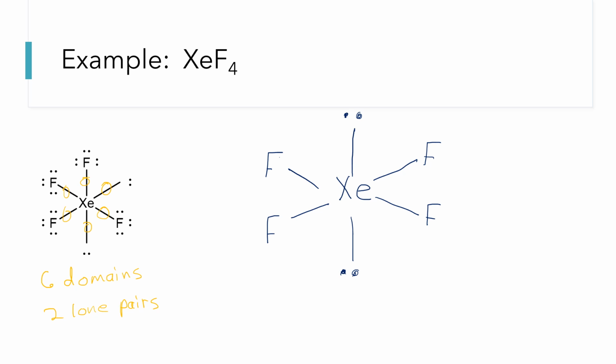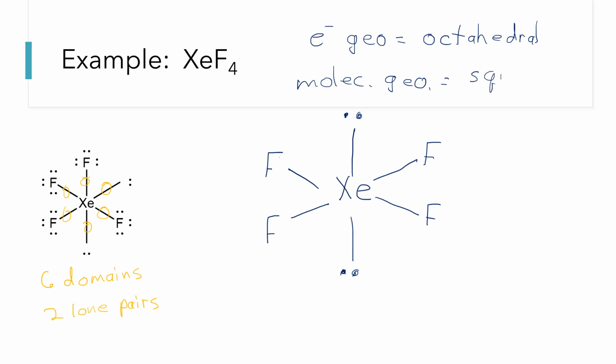So to summarize this, our electron geometry is octahedral because we have 6 domains. Our molecular geometry, or shape, is called square planar, because when we put those 2 electron lone pairs on opposite sides of this molecule, the 4 remaining fluorines form a square, and they are all in the same plane as the xenon atom. And our bond angles in here are either 90 degrees or 180 degrees, depending on whether you're going between adjacent fluorines or opposite fluorines.